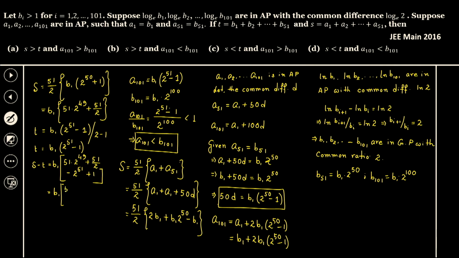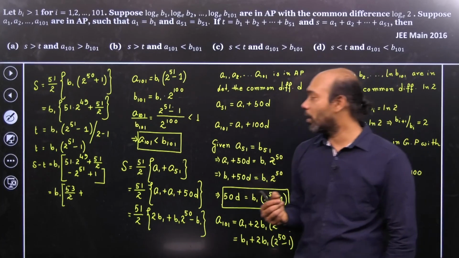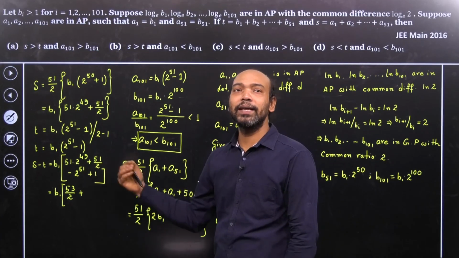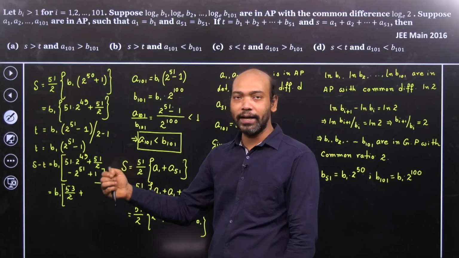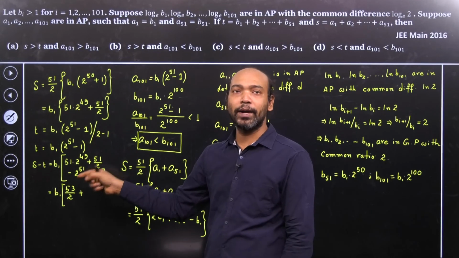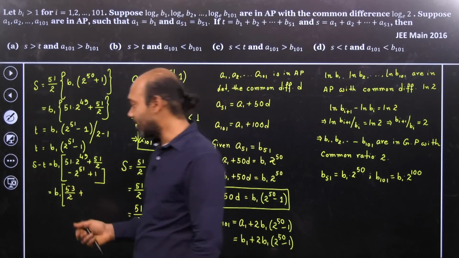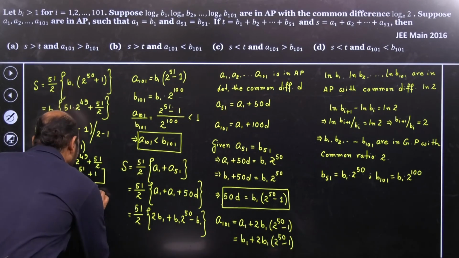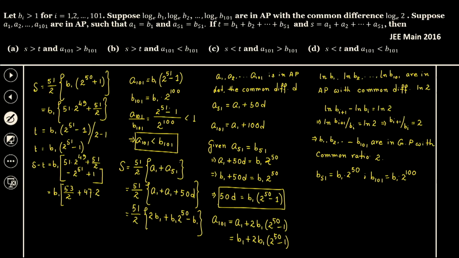So this gives you actually 53 divided by 2 plus. Now here we need a little bit of operation. See that 2 to the power 49 and 51 is there, so you can take 2 to the power 49 common. So it will be 51 minus 2 squared, that means 4. That gives you 47. So therefore you can write it as 47 multiplied by 2 to the power 49. That means it's greater than 0.